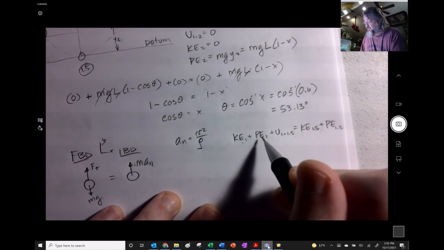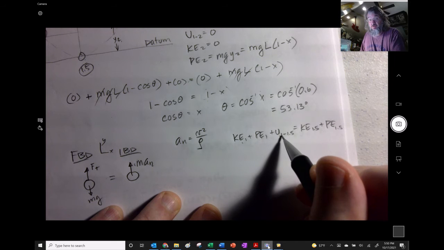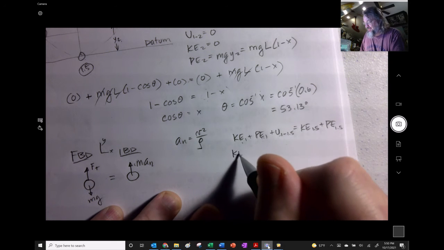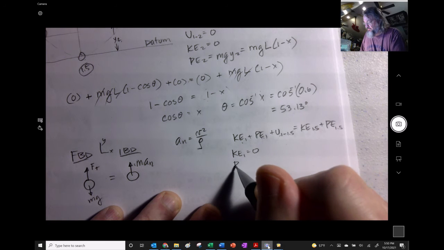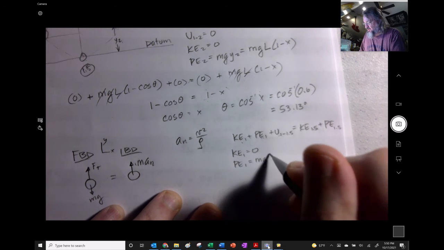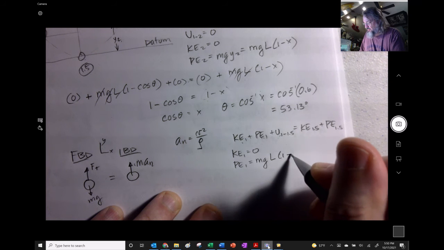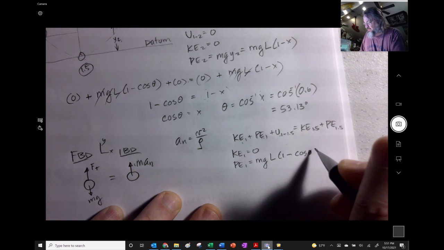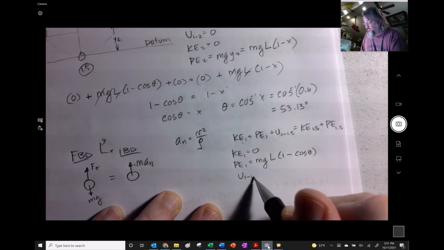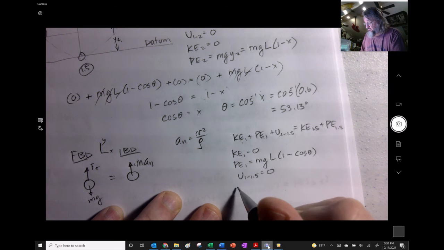So I know this, and I know this is already 0, right? So I already have, well, let me put them down. All right, so I have KE1 starts at 0. PE1 starts at MGL times 1 minus cosine of theta, which I now know. U1 to 1.5 is equal to 0.